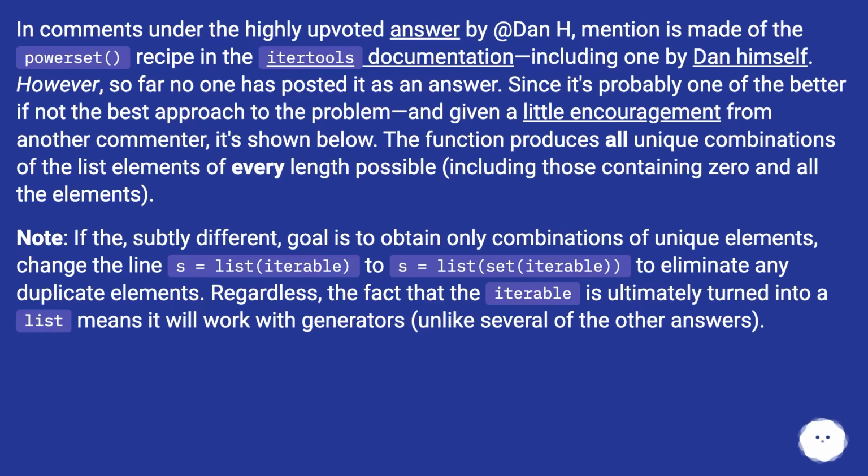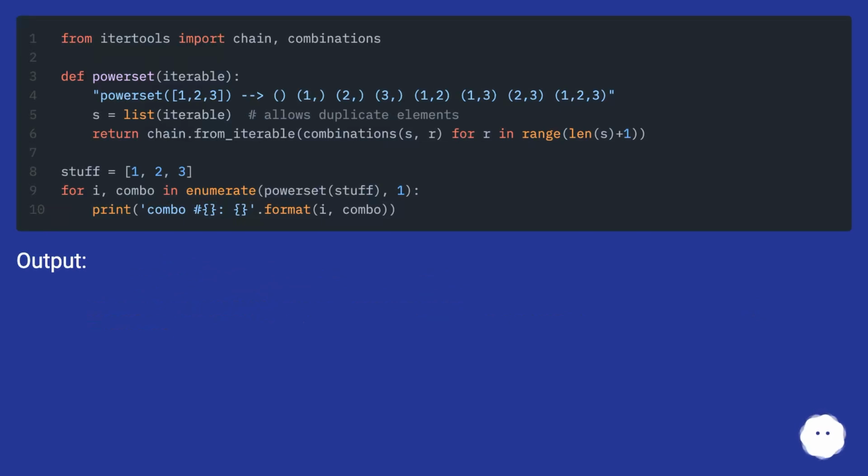The function produces all unique combinations of the list elements of every length possible, including those containing 0 and all the elements. Note: if the subtly different goal is to obtain only combinations of unique elements, change the line s = list(iterable) to s = list(set(iterable)) to eliminate any duplicate elements. Regardless, the fact that the iterable is ultimately turned into a list means it will work with generators, unlike several of the other answers. Output.